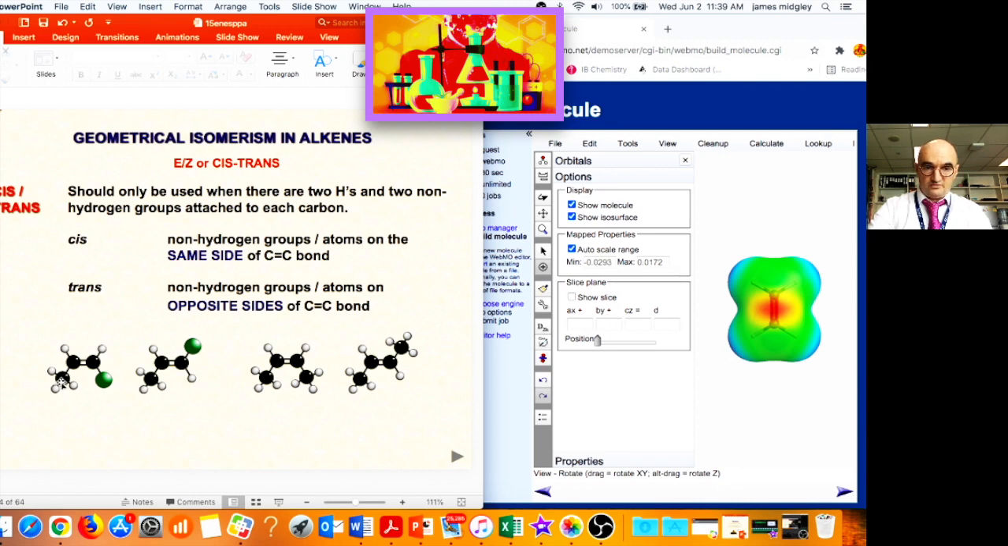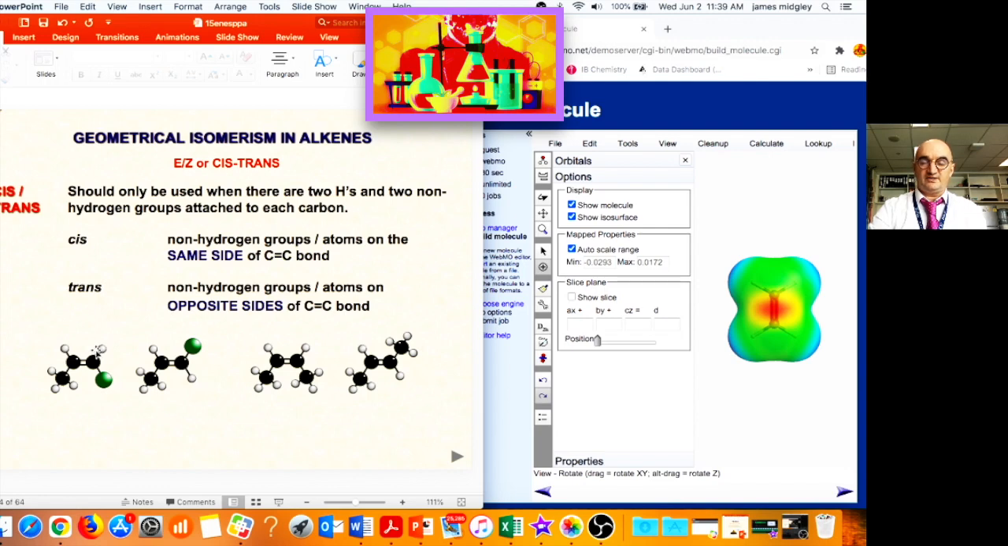Longest chain, 1, 2, 3, so it's a propene. We've got chlorine on here. So if we put the double bond in the middle, students often struggle, given a molecular formula on a piece of paper. So it'd be C3H5Cl. They often struggle drawing that with the double bond in the middle of the page, particularly when the question is going towards, as often it does, a geometric isomer.